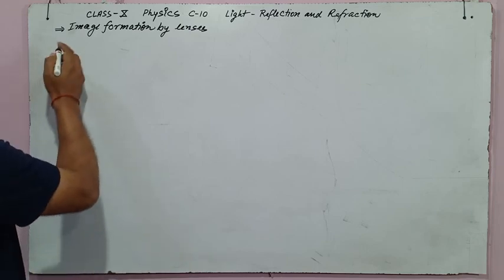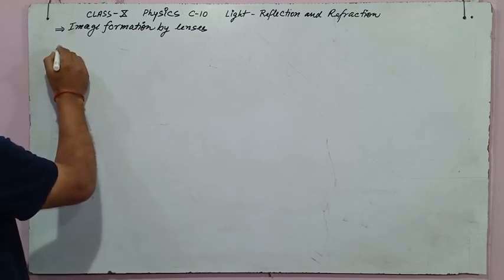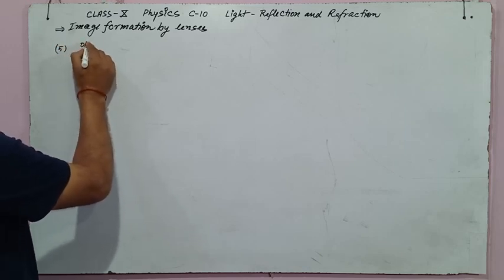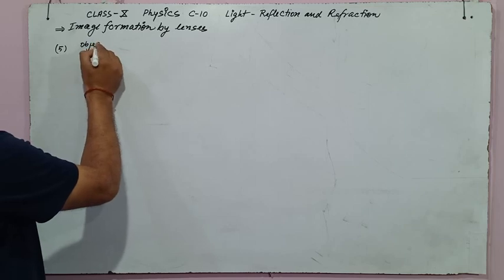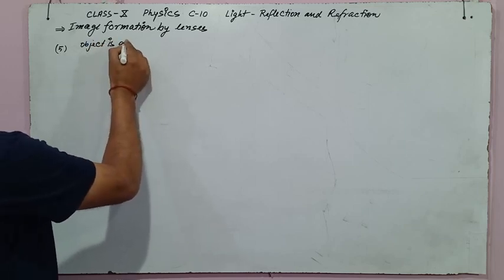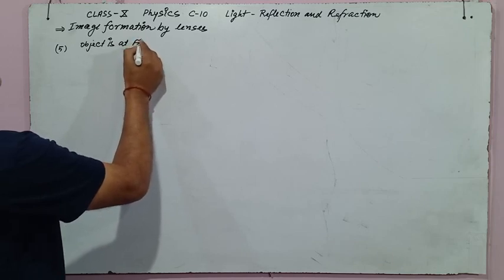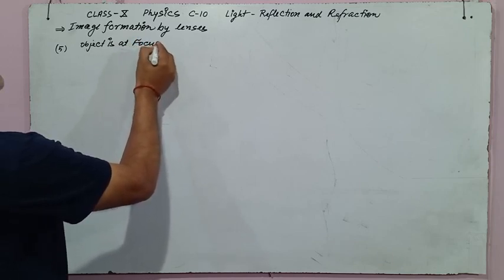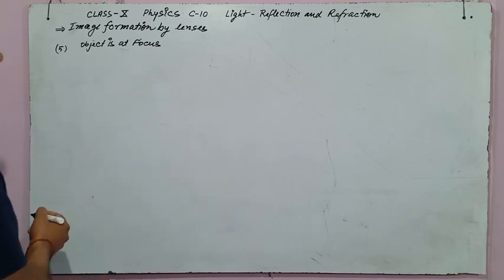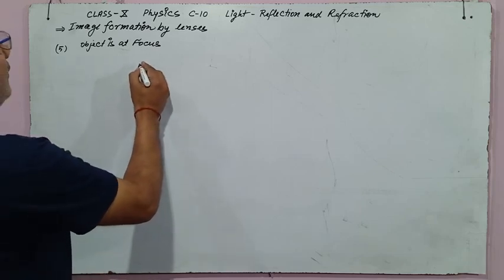Now, the next position of object is at focus. So let us see, when object is placed at focus of convex lens.